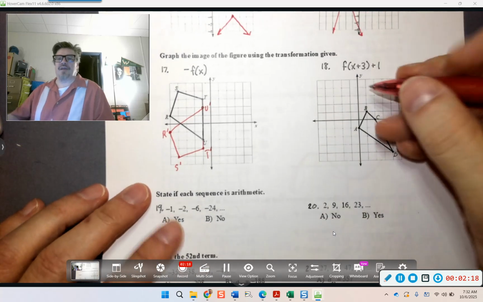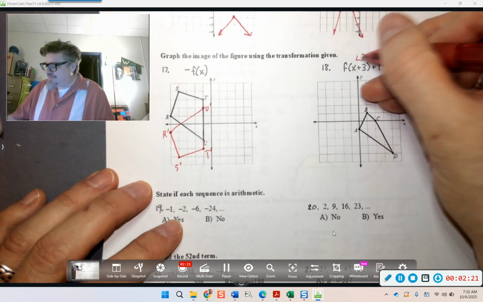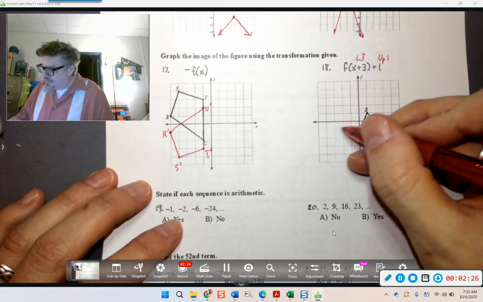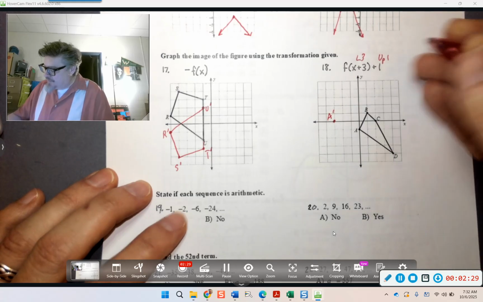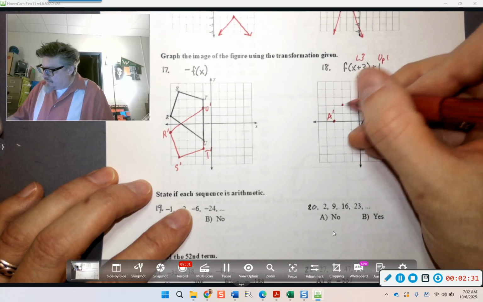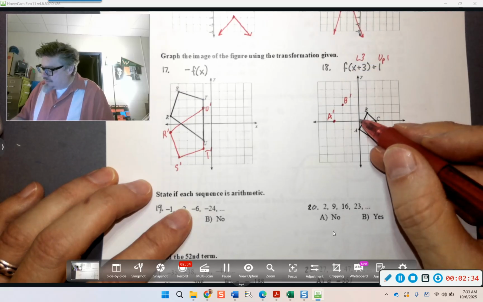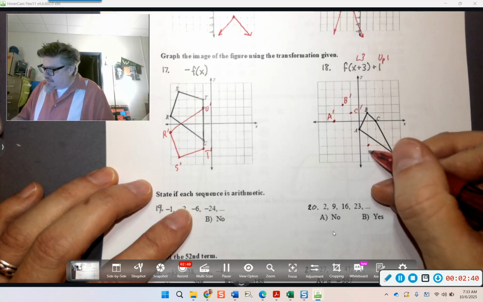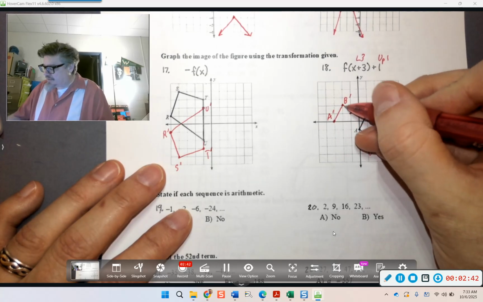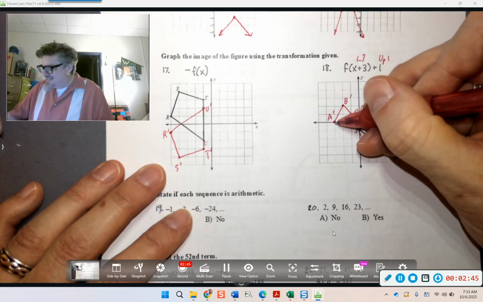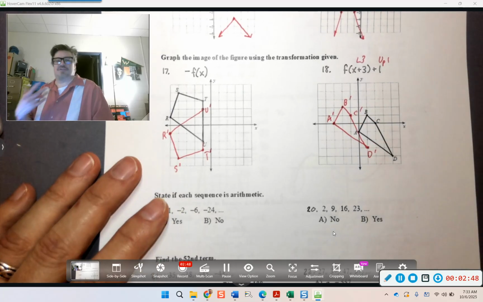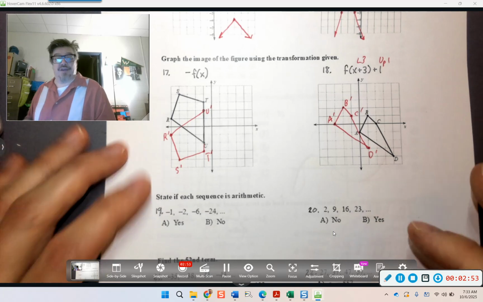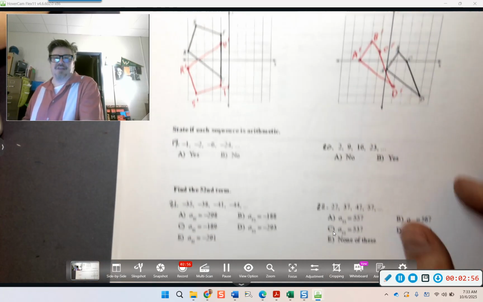Okay, this one right here is going to go to the left 3 and then up 1. So let's go to the left 3. Let's go A. 1, 2, 3, up. There's A prime. 1, 2, 3, up. There's B prime. C is 1, 2, 3, up. There's C prime. And then finally, 1, 2, 3, up. There's D prime. Now it should look very similar. In fact, this is called an isometric transformation because it doesn't change its shape. Same with the others. They don't change their shapes. They're just either reflected or translated. And that's your final answer for this one.